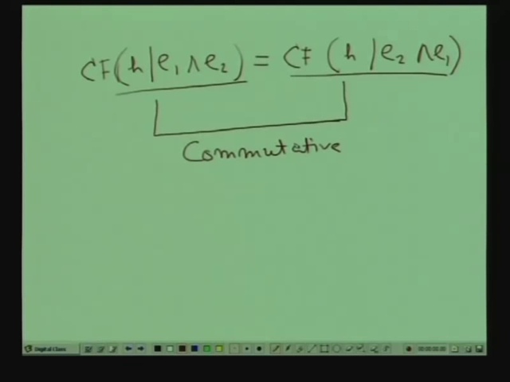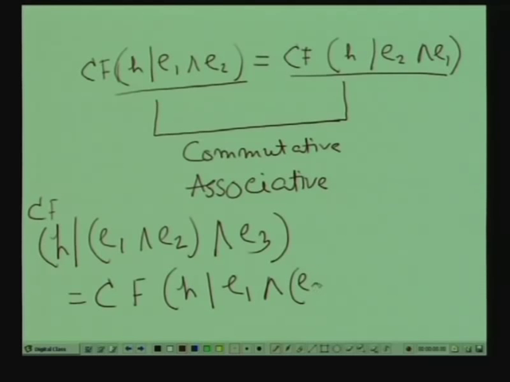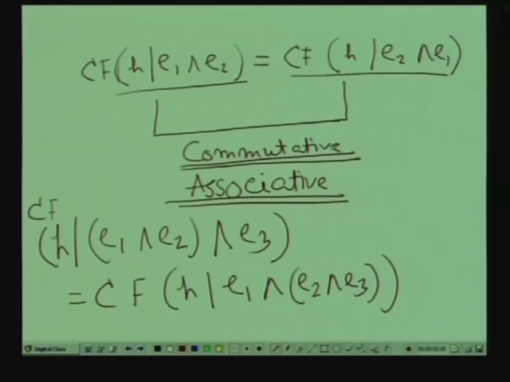All right. Also, another property that this combination rule should support is that it should be associative. That means I first combine E1 and E2 and then combine with E3, and the certainty factor of H given this should be the same as if I had combined it in a different way, that is H given E1, which I have just done, and later on I do E2 and E3. It should be the same. So that is the associative property. And the other one that we have discussed is the commutative property. Now these two properties must be satisfied by the certainty factor combination rules. And fortunately, the certainty factor combination rules were designed in a way that these two properties are satisfied.